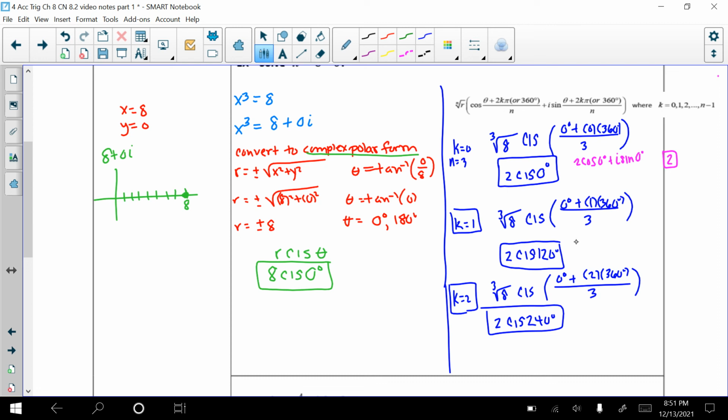Likewise, 2 cis 120 degrees, that is 2 times cosine of 120 degrees plus 2 times i sine of 120 degrees when I put it in the expanded form. And then using unit circle knowledge, cosine at 120 is negative 1/2. And of course, sine at 120 is radical 3 over 2. I just left my i out. Let me put that at the end to make it easier. And 2 times negative 1/2, we get negative 1. That second term, the 2's cancel, so I have negative 1 plus radical 3 times i. I'm going to box that.